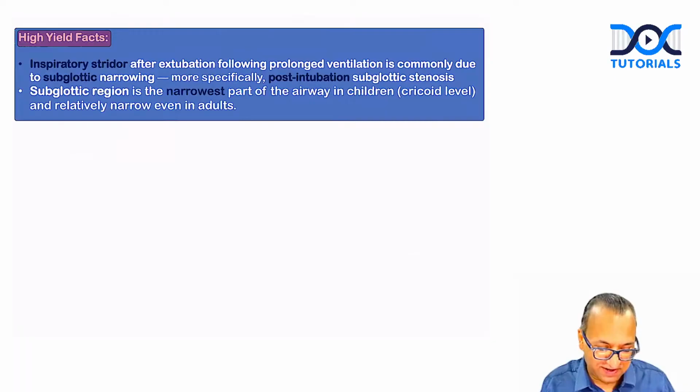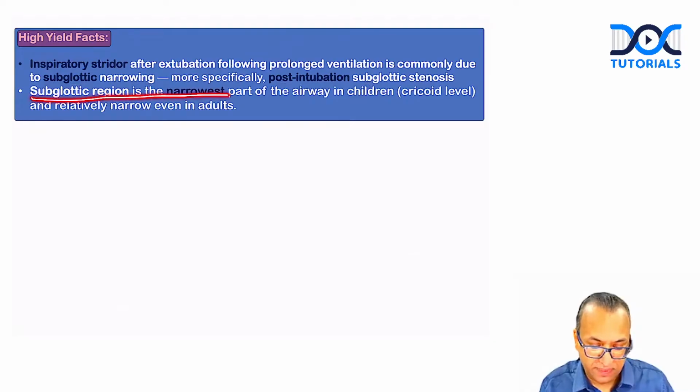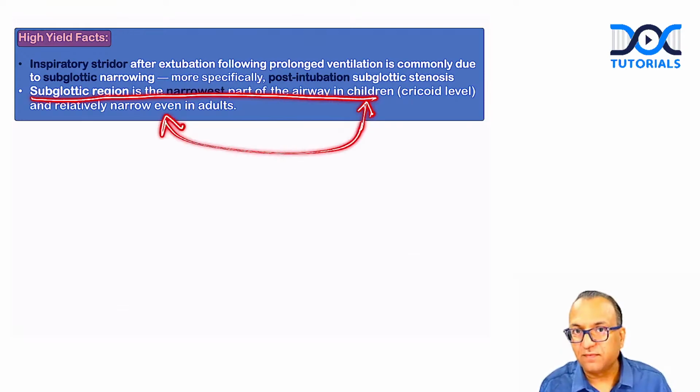So inspiratory stridor, another question. But after prolonged ventilation, they were asking why. It is because of subglottic narrowing. This is a different question. And post intubation, this happens that there is a subglottic stenosis. The subglottic region is the narrowest part of the larynx in children, but also quite narrow in adults. Though in adults the glottis is narrowest, the subglottis is also quite narrow.